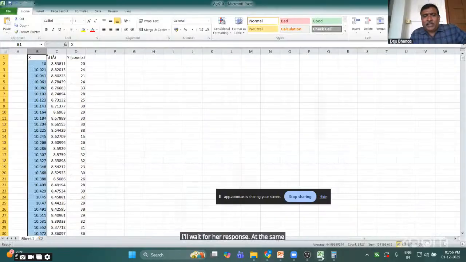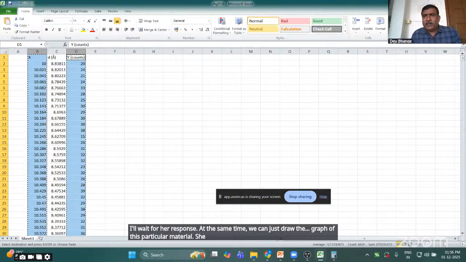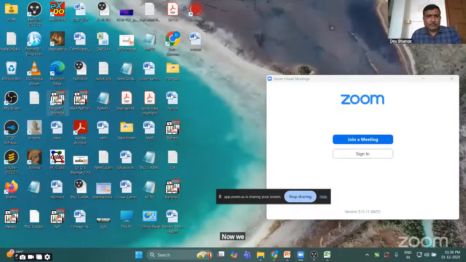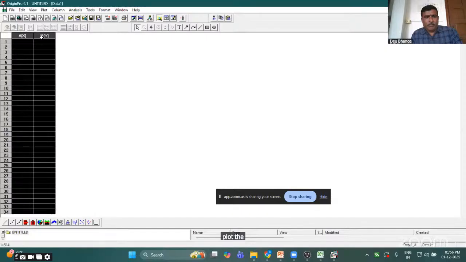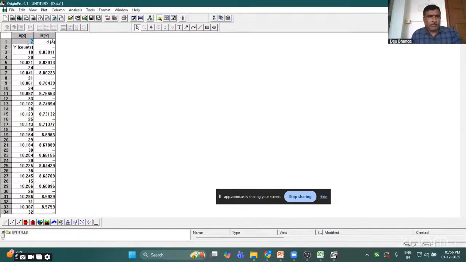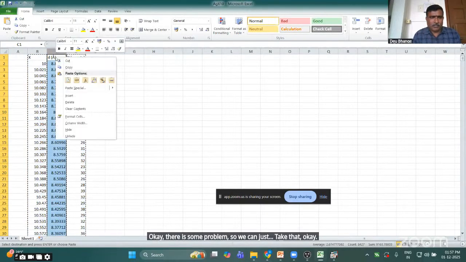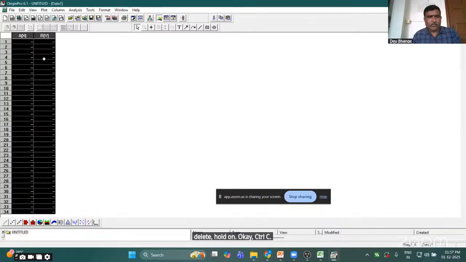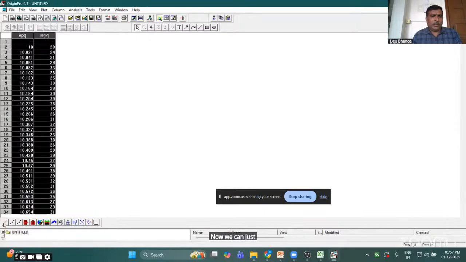At the same time, we can just draw the graph of this particular material. She has sent me the data, and I have selected only the X and Y values of those data. Now we can plot the graph. There is some problem, so we can just take that. Okay, delete column. Okay, Control C. Now we can just draw the graph. You can see that.